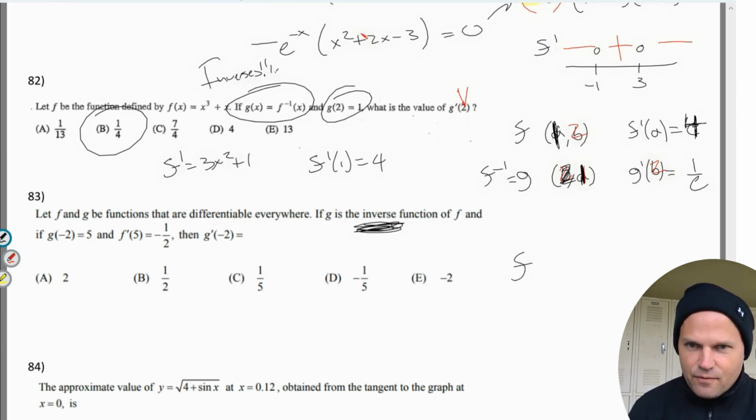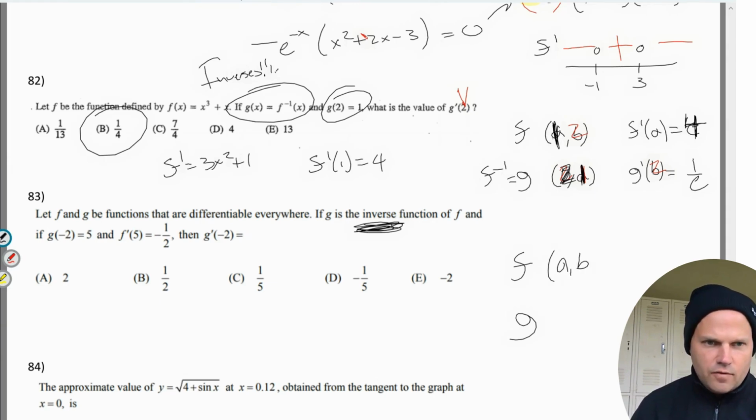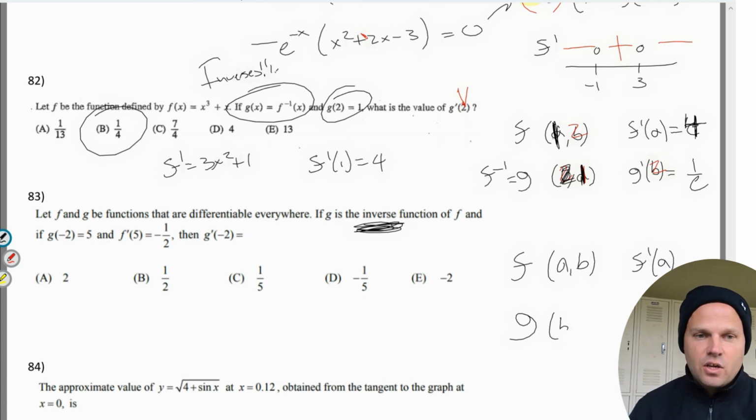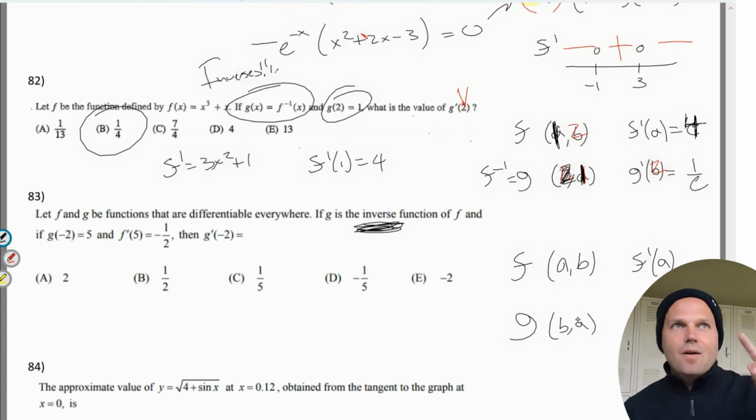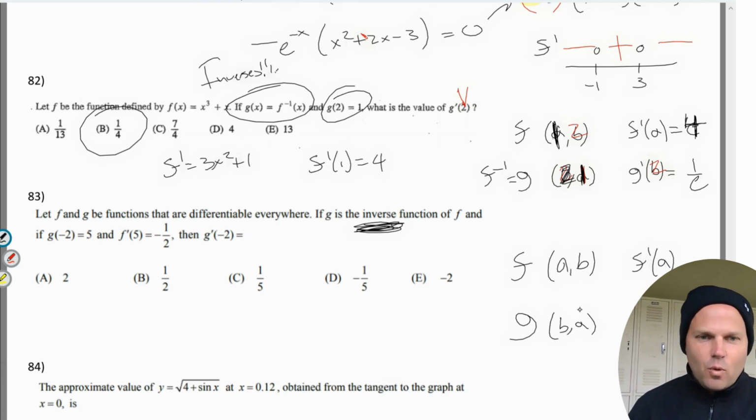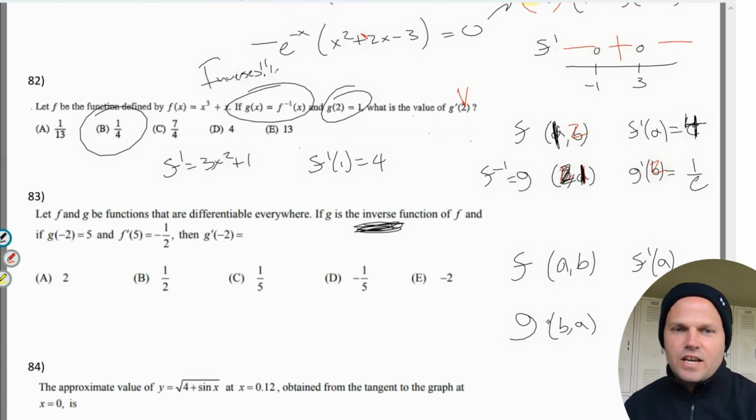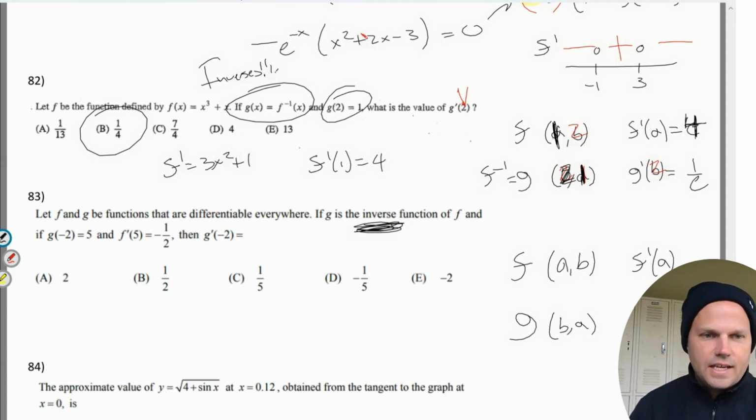Okay, we got F and G. G is the inverse of F. I'm trying to find G prime at -2. Okay, so let's just put our table down so I understand inverses and their slopes. Y's over X's would be B's over A's. Well, if inverses have flip-flop points, then Y's over X's would be A's over B's. What's the relationship between B's over A's and A's over B's? Reciprocals of each other. It's very easy to understand.